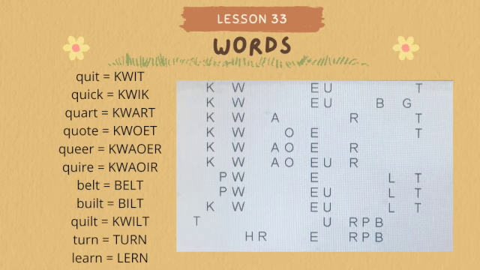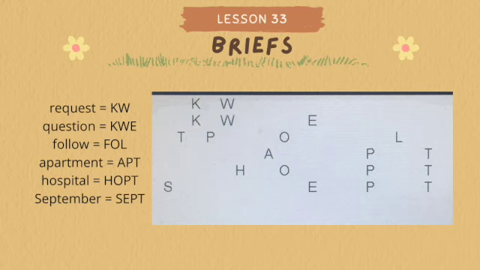Let's try to look at the stenograph notes on the right side. That is how the words on the left side are written. Okay, you may again click the pause button if you want to take a closer look and study how these words are written. And we also have briefs for lesson 33. So applying what we have learned, we have request, that's initial KW or initial QU.